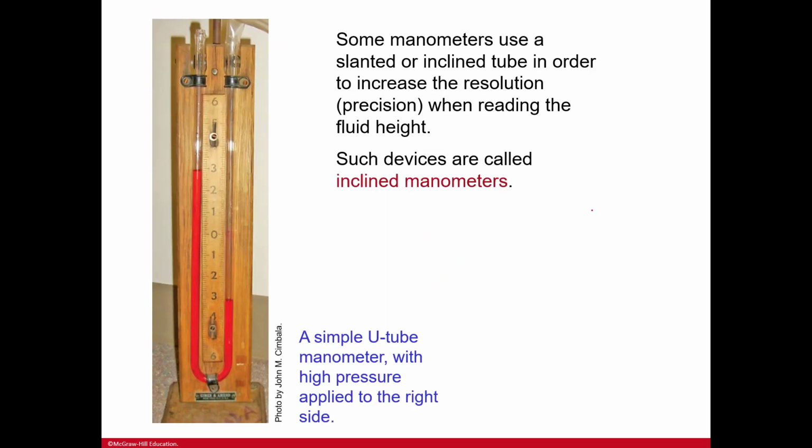Some manometers use a slanted or inclined tube in order to increase the resolution or precision when reading the fluid height. Such devices are called inclined manometers. This is a similar phenomenon to being in a high school chemistry class and being told to read your beaker at eye level so that you can get an accurate reading. It's the same thing, slanted or inclined, so that you can increase the precision when reading the fluid height, because that's incredibly important.